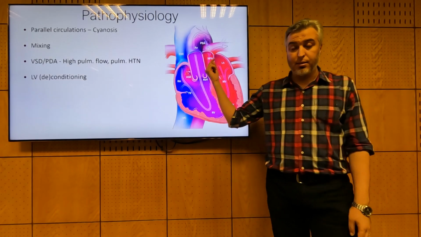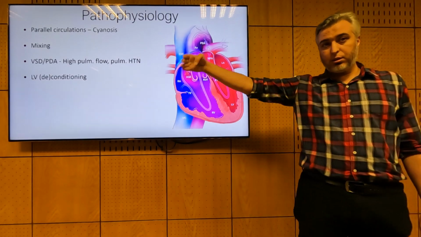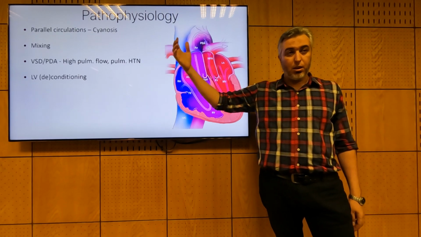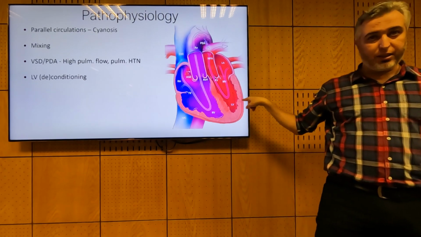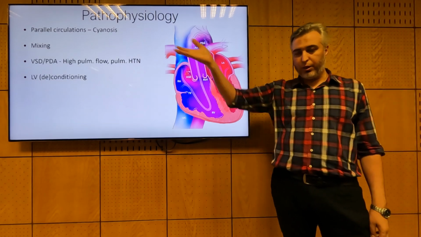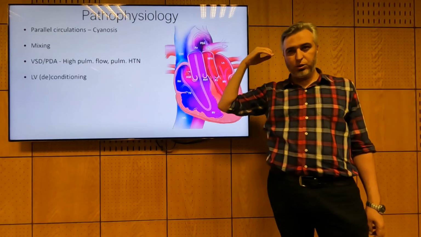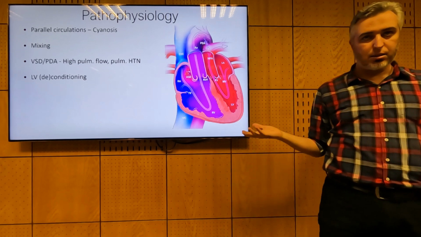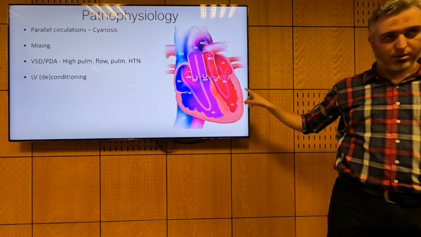And then if you correct the TGA later, like after 2-3 months, then you might very well get LV failure, because this LV was exposed to a pressure of 20 for like a month, and then you want it to be exposed directly to the pressure of 80. It will just not be able to sustain that. Okay?